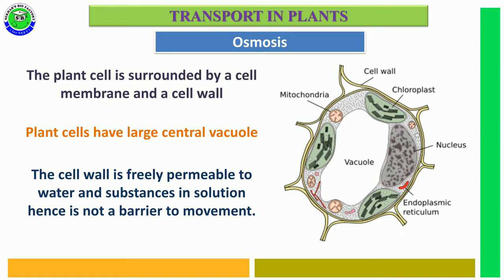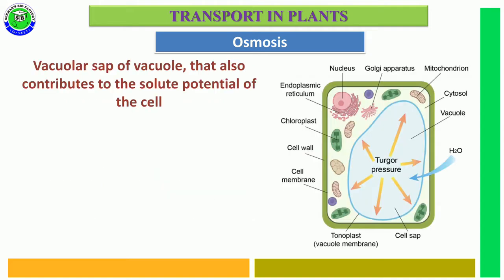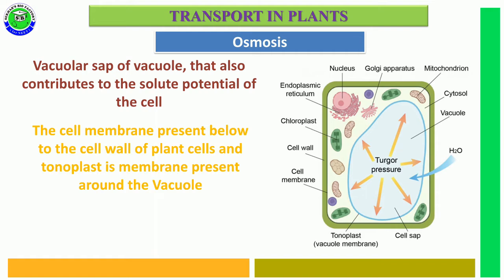The cell wall present around the plant cell is freely permeable to water and various substances in a solution, so the cell wall does not act as a barrier for the movement of various molecules. In the structure of a vacuole, the vacuolar sap is called tonoplasm, and it is surrounded by a membrane called the tonoplast. This vacuolar sap, or tonoplasm, contributes solute potential in a cell.